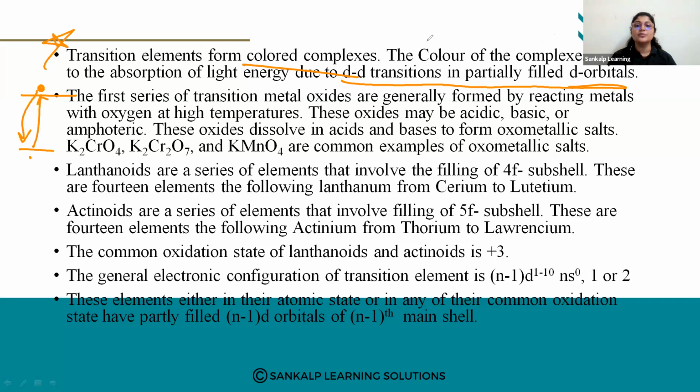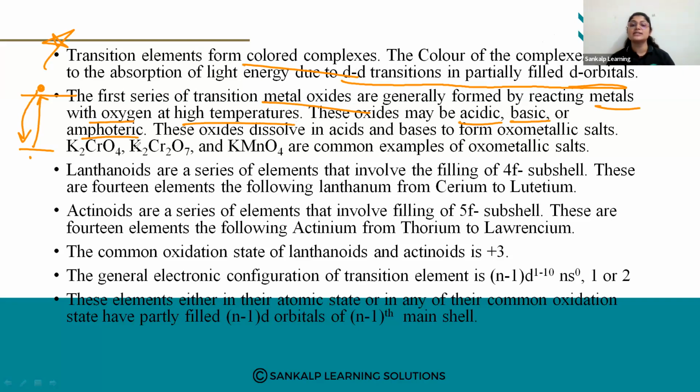Very important note. Then the first series of transition metal oxides are generally formed by reacting metals with oxygen at high temperature. So how are metal oxides formed? By reacting metals with oxygen at very high temperature. These oxides may be acidic in nature, basic in nature, or amphoteric in nature. Amphoteric means what?